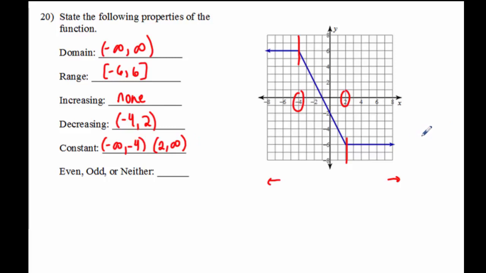Is it even, odd, or neither? Well, it's neither. If this had been shifted to the right 1 so that this point was here, it would have been odd because we would have been able to rotate it around the origin. But it's not, so this is neither.